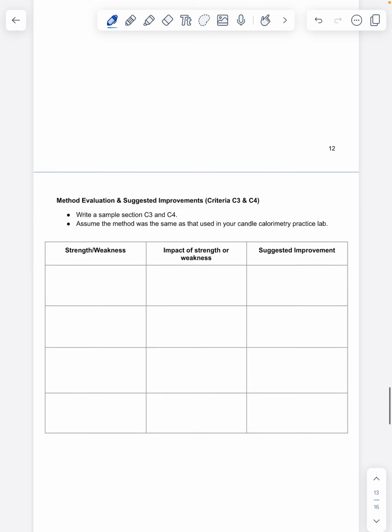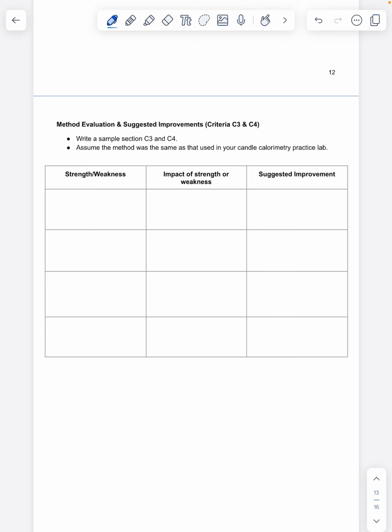After you have answered the research question based on your data and talked about how confident you are, you should then look at the method that you designed with your partner or partners, and you should try to identify strengths and weaknesses, discuss the impact of those strengths and weaknesses, and suggest realistic improvements.